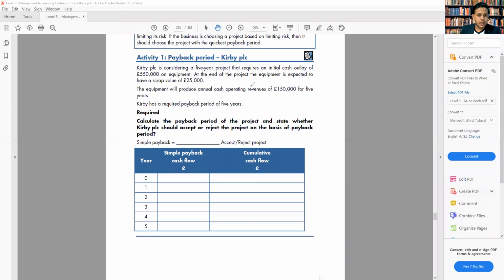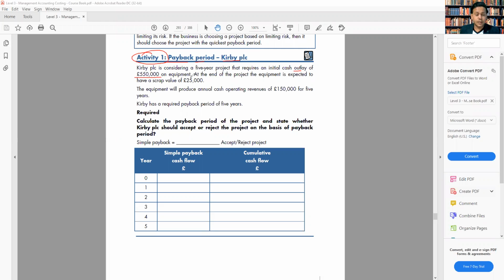In this activity 1, we have a payback period. Cvp PLC is considering a 5 years project that requires an initial cash outlay of 550,000. So initial cash outlay means this is the investment, the initial investment that you have to spend. Now, if I invest 550 today, that will give me some return. So that's my investment.